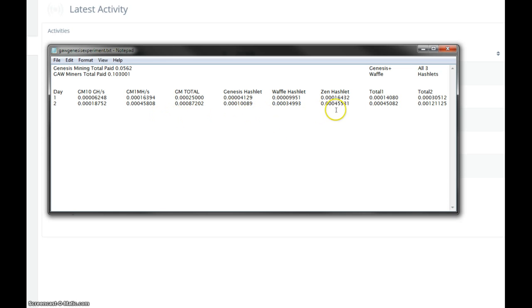The Zen Hashlet, 45,531 after fees have been taken off. The Genesis mining, 200 to 300 satoshis more, but okay, it's not a lot. But then the Zen Hashlet is $20.95, and the Genesis mining contract's $3 less. Plus, when I'm in the Hash Talk forums or on the forums in general, people keep talking about the Zen pool and Zen Hashlet and how good it is. Well, I'm not really seeing that.